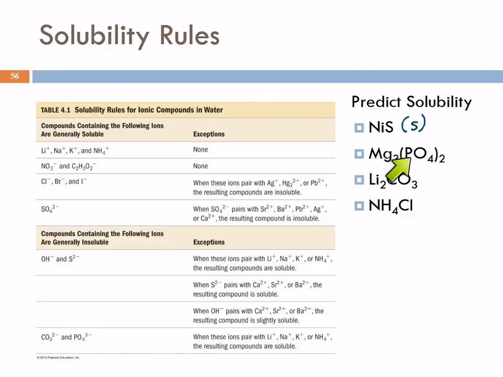How about magnesium phosphate? Looking up here for magnesium and phosphate, not seeing anything, not seeing anything. Oh, phosphate. Phosphate compounds are generally insoluble and not one of the exceptions. So is this aqueous or a solid? It's a solid. It's not soluble.